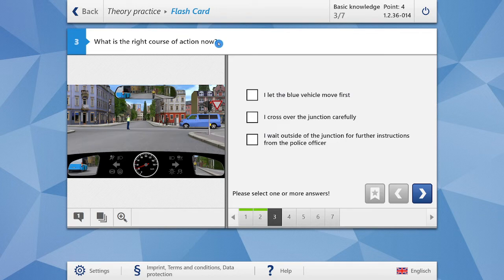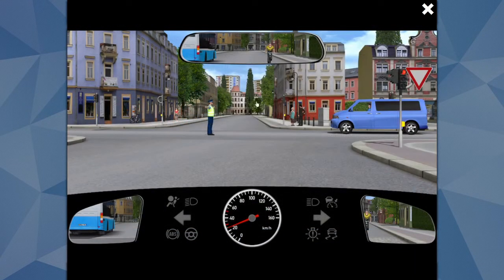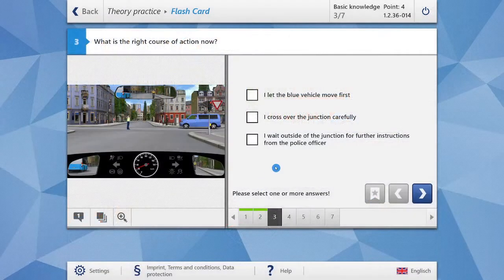What is the right course of action? Let's zoom the picture. Again, the police officer is towards the right and not towards you. Just note this, even though there is a give way sign or a red sign, as we have discussed in the priority pyramid, a police officer can rule any other signs or symbols. Okay, now let's carefully look at the questions.